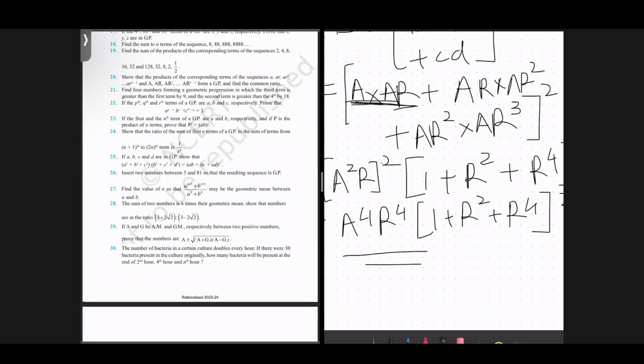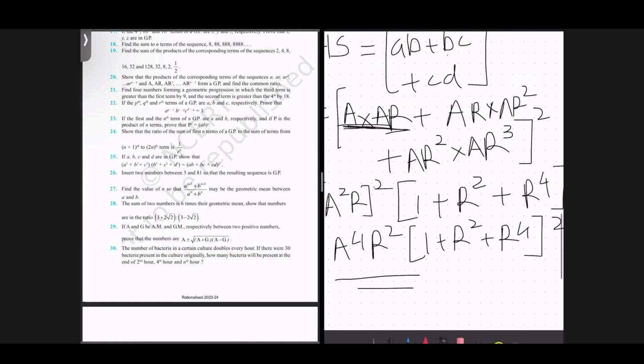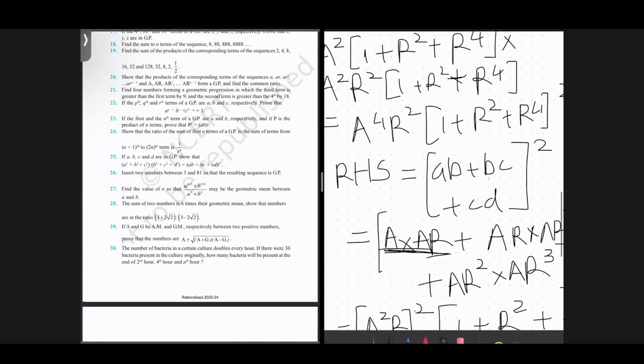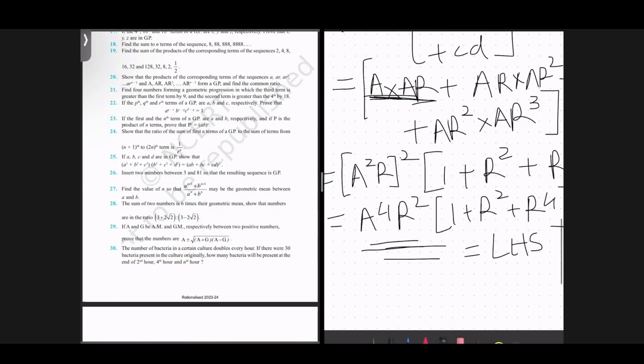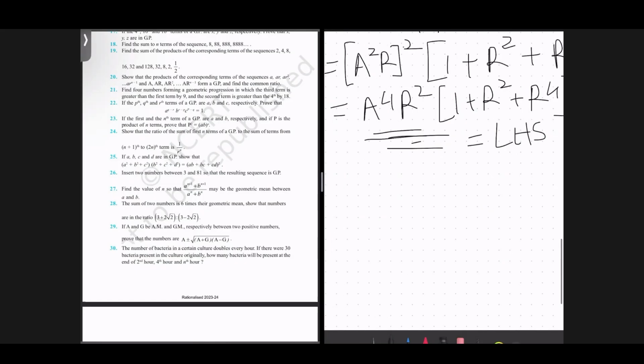This is nothing but equal to the LHS. As you can see right here, the LHS that we found was this, and the RHS equates to the same. So you can say that LHS equals RHS, hence proved. Correct. That was the 25th question, I believe.